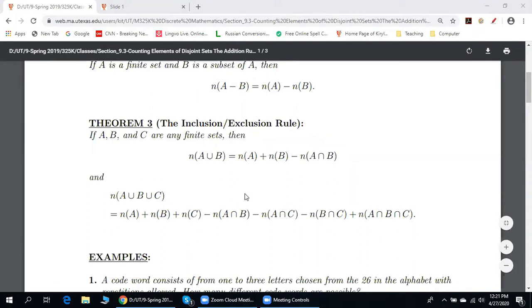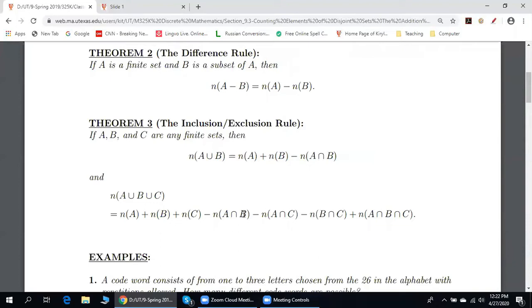Now, we can generalize this formula to the case of 3 sets. The number of elements in A union B union C is the number of elements in A plus the number of elements in B plus the number of elements in C minus the number of elements in A intersection B, A intersection C, B intersection C, and then plus the number of elements in A intersection B intersection C.